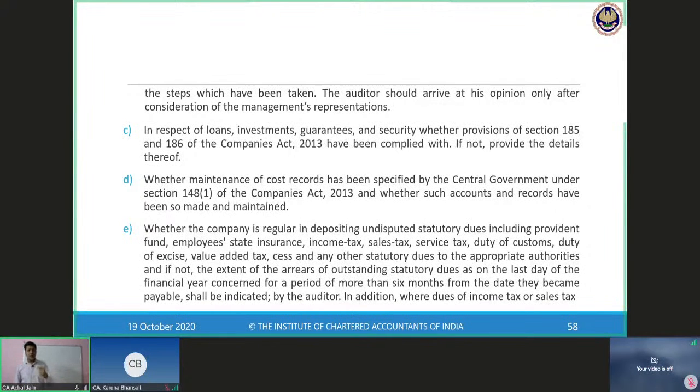But all of these things are possible only in case when the management will be looking into these activities. So that's why this mandate on the part of the auditor has been done to ensure that the auditor checks whether the management has been doing this or not, because only then it will become beneficial for the company. Okay.